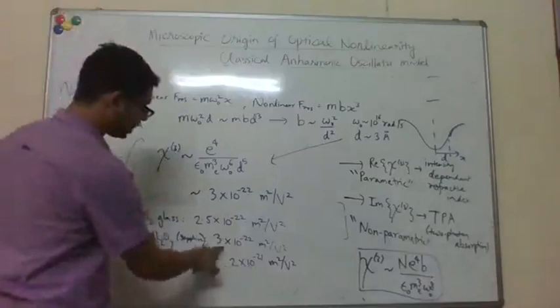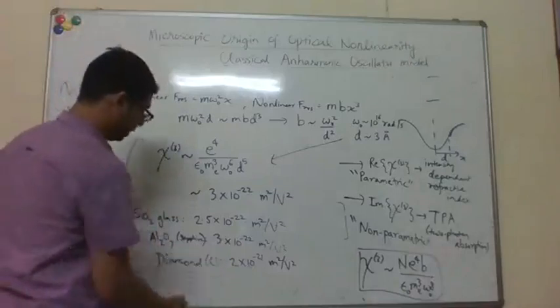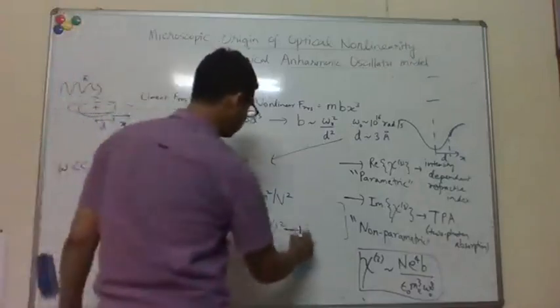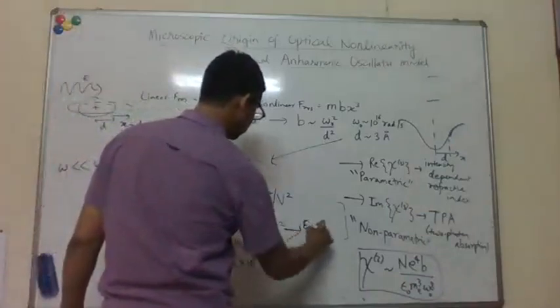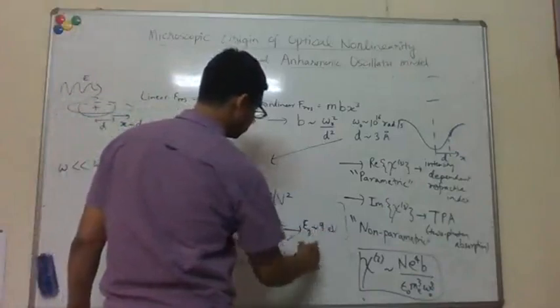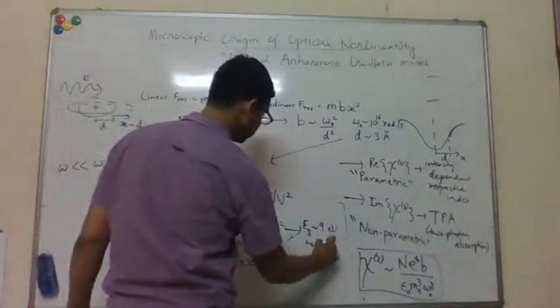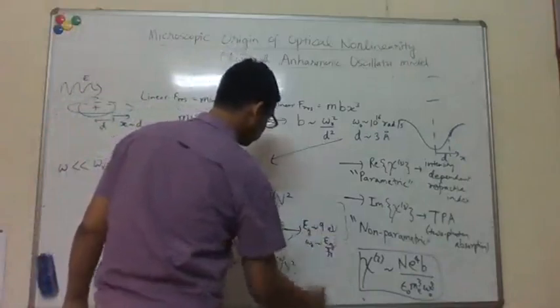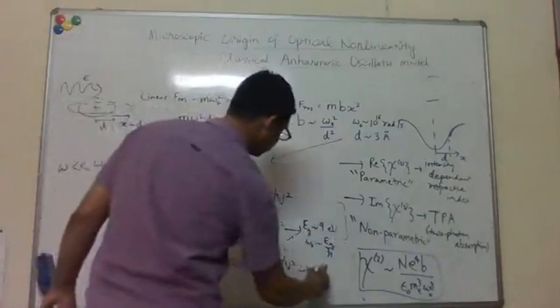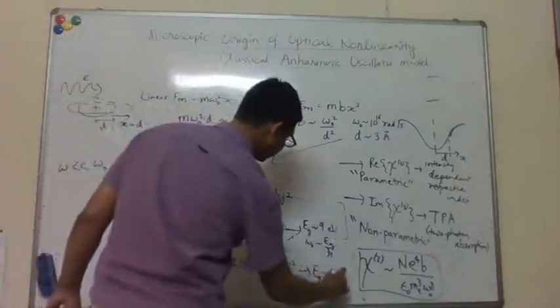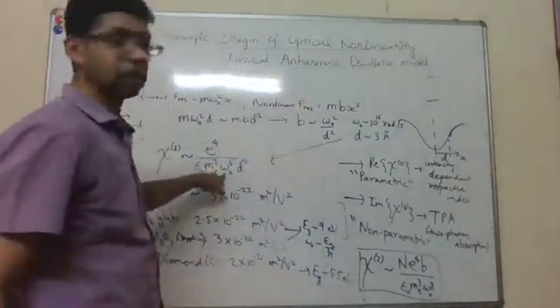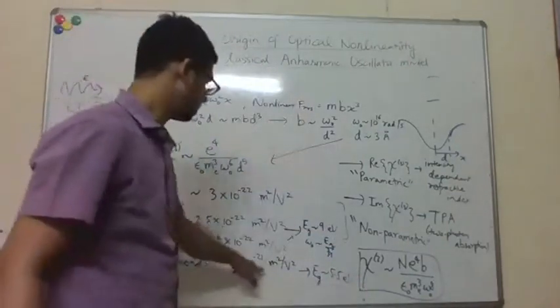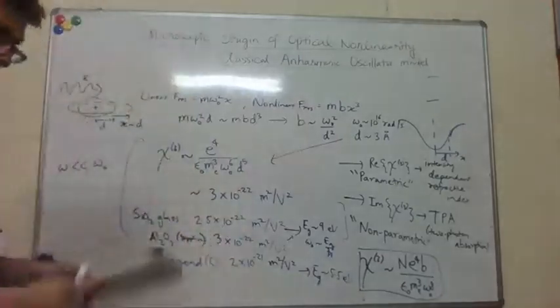Right, so diamond has a slightly larger value because the band gap of glass or alumina is about 9 electron volt. So you can see that omega naught is large, which is basically Eg by h cross. Whereas for diamond, the band gap is a bit lower, about 5.5 eV. Okay, which means omega naught is lower, and omega naught comes in the denominator here, so chi3 is larger by roughly an order of magnitude.